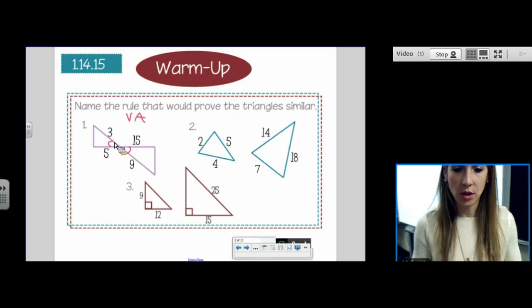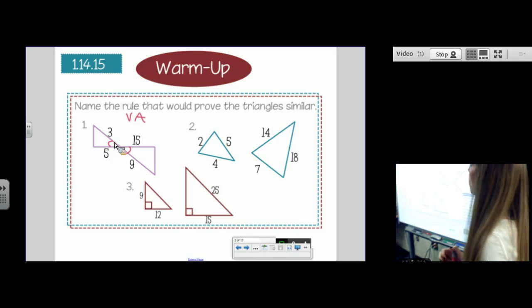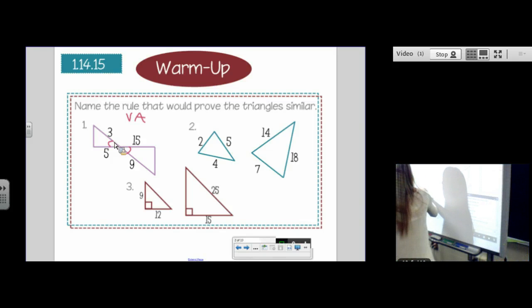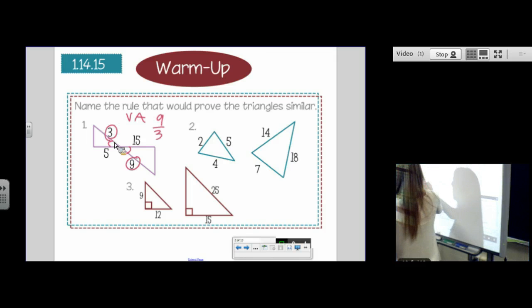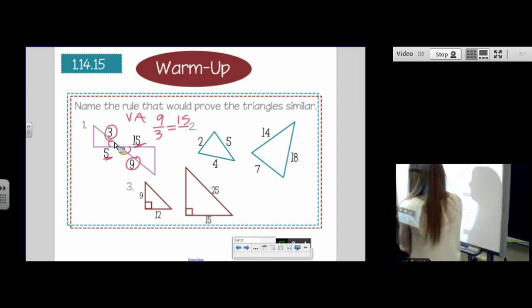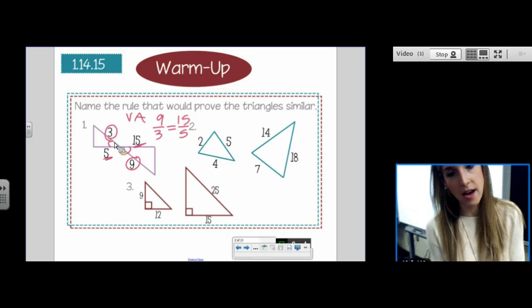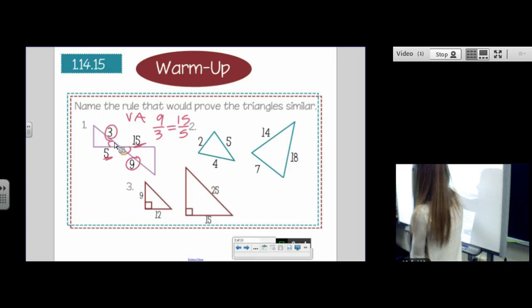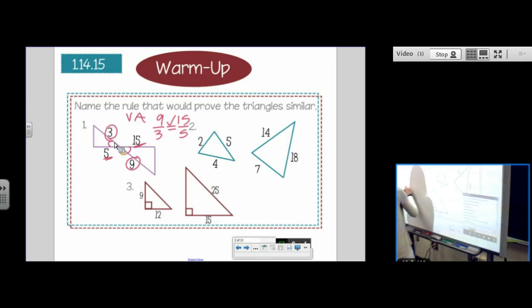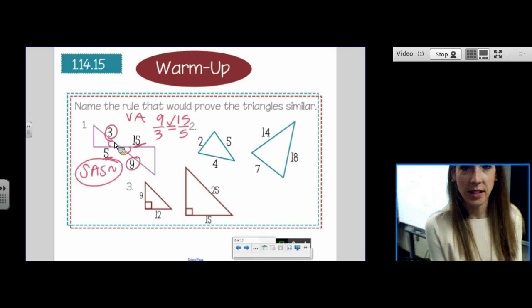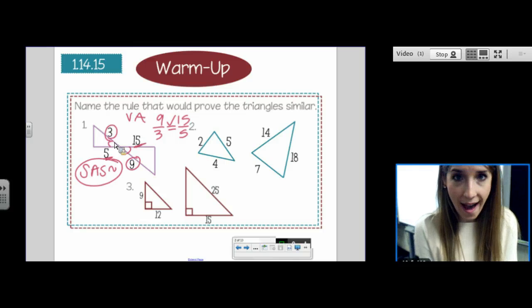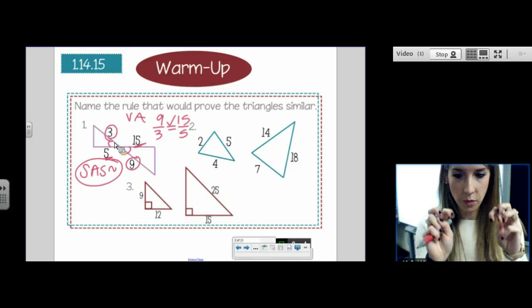If you don't know which sides correspond with each other, then you put small over small, large over large. So the smallest number is 9, the smallest number is 3. 9 is to 3 as, the largest number is 15, the largest number is 5. Small over small, large over large. And you see if it's true. 9 divided by 3 is 3, 15 divided by 5 is 3, so that is a true statement. So these are guilty of being similar by side angle side similarity. Do you have to put the similarity symbol? Yes, you have to put the similarity symbol, the squiggly.